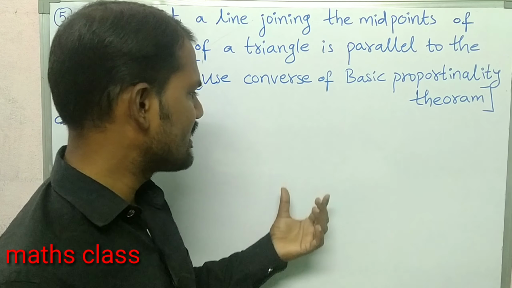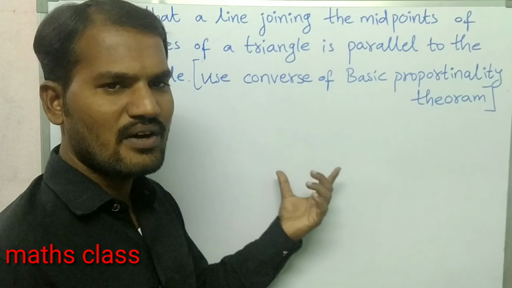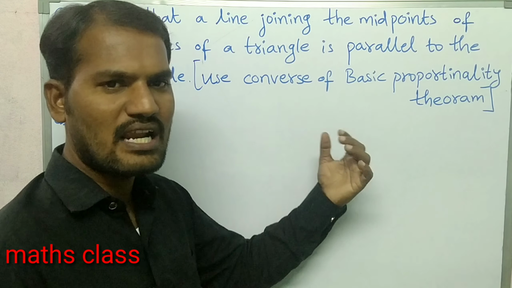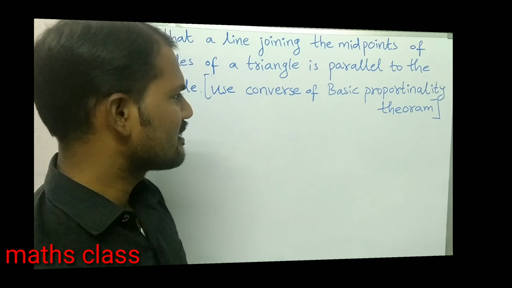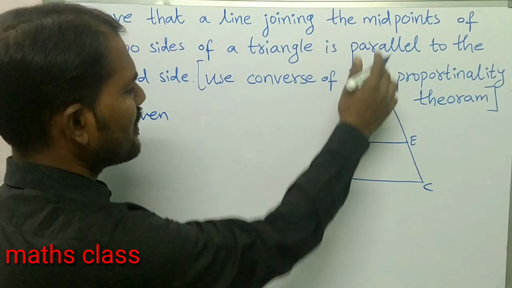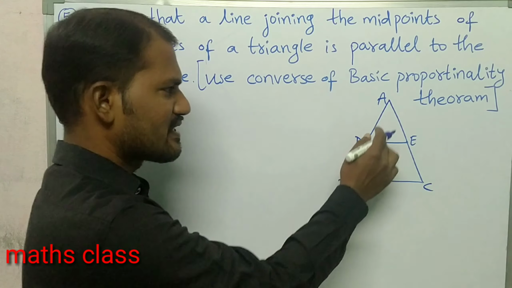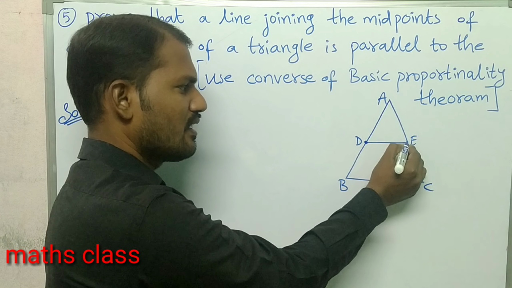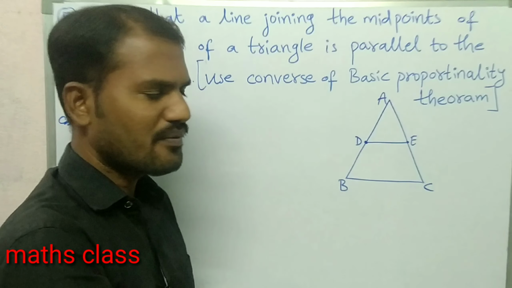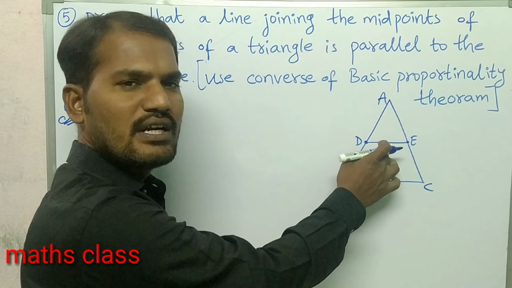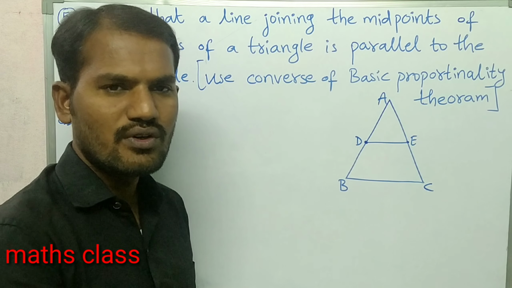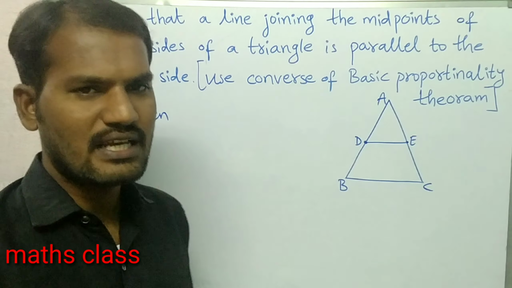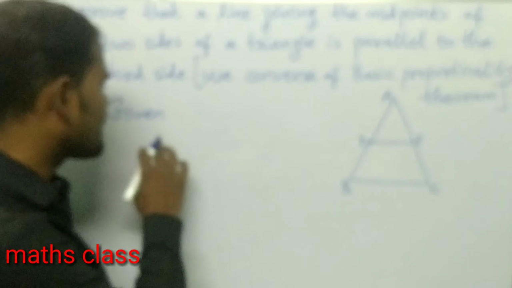If a line divides two sides of a triangle in the same ratio, then that line is parallel to the third side of the triangle. We have to prove here that the line joining the midpoints of two sides of a triangle is parallel to the third side. Here AB, AC are two sides, D is the midpoint of AB, E is the midpoint of AC. We have to prove DE is parallel to BC, and we have to use the converse of Thales theorem or converse of basic proportionality theorem.